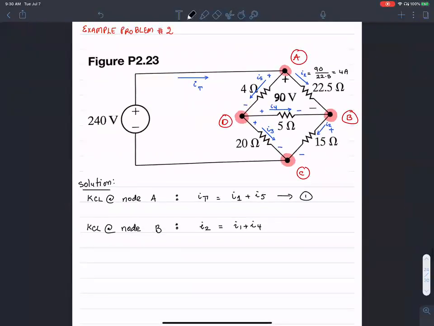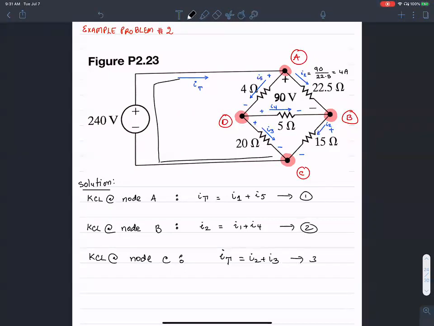Let's write KCL at node C. At node C, that's this guy at the bottom. What are the currents coming in? That would be I2 and I3. What's the current leaving? I total, thank you. I total equals I2 plus I3. So this is equation number 2. Here is equation number 3.